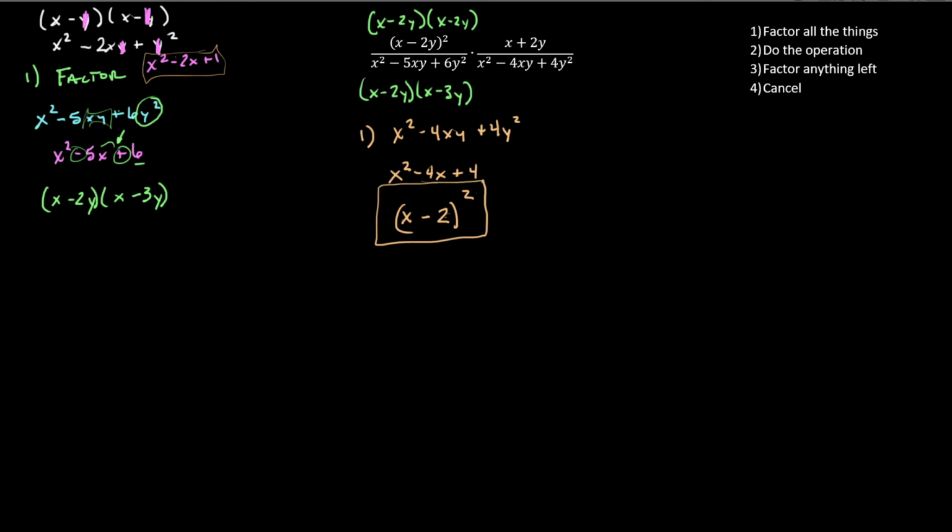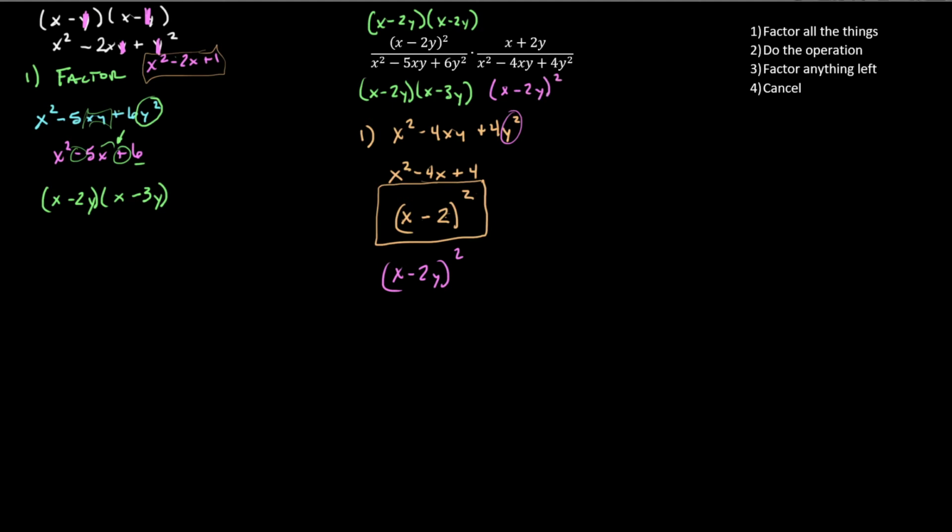Now, before we call ourselves done, we have to go back and shove this y back in there, just like we did over here. And so we're going to call this x minus 2y quantity squared. And now that'll clean it up. So this becomes x minus 2y quantity squared.